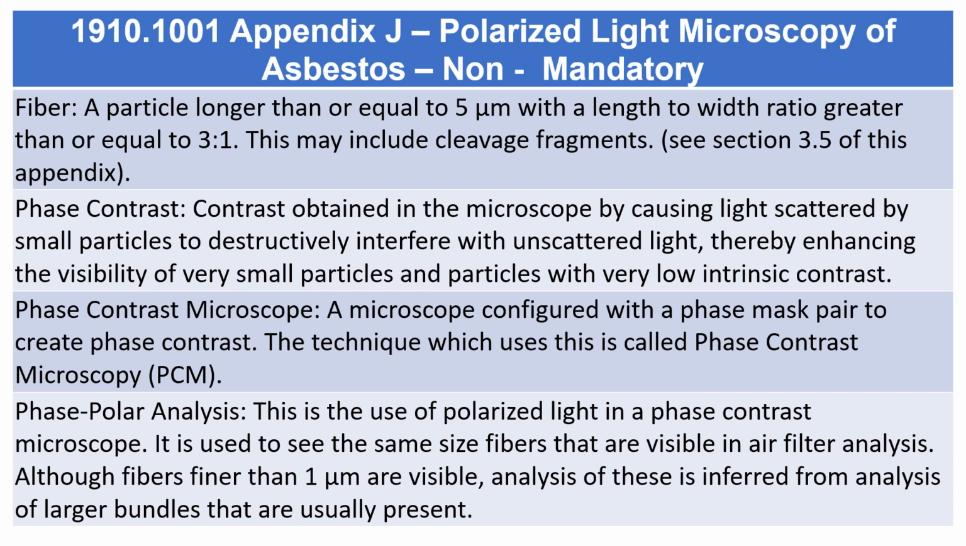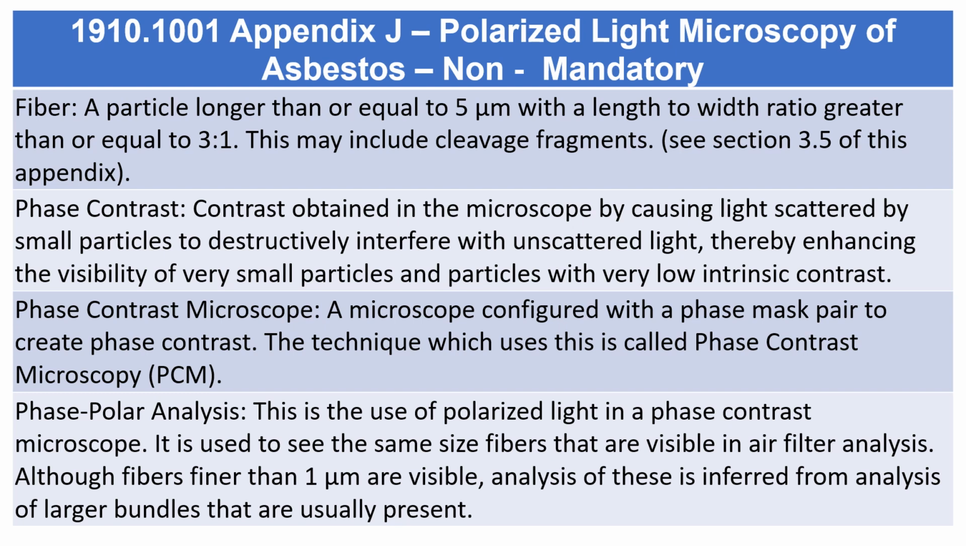Phase contrast: contrast obtained in the microscope by causing light scattered by small particles to destructively interfere with unscattered light, thereby enhancing the visibility of very small particles and particles with very low intrinsic contrast. Phase contrast microscope: a microscope configured with a phase mask pair to create phase contrast. The technique which uses this is called phase contrast microscopy, PCM. Phase polar analysis: this is the use of polarized light in a phase contrast microscope. It is used to see the same size fibers that are visible in air filter analysis. Although fibers finer than 1 µm are visible, analysis of these is inferred from analysis of larger bundles that are usually present.